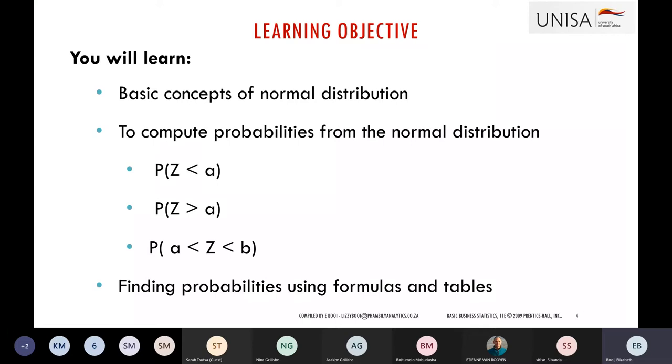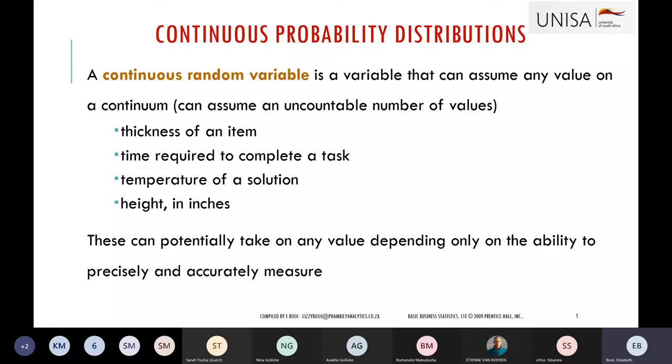So what is normal distribution? Normal distribution uses a variable that comes from a measuring process, so it uses a continuous variable. A continuous variable is a variable that is measured, like temperature, height, weight, age, everything that is continuous. We can find the normal distribution of that variable, and we're going to learn how we calculate the probability of this continuous variable.